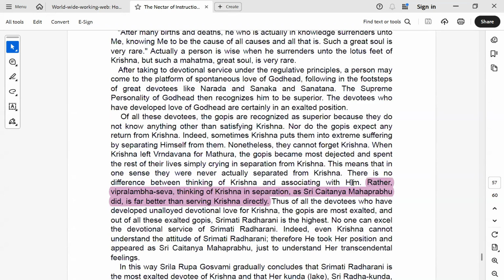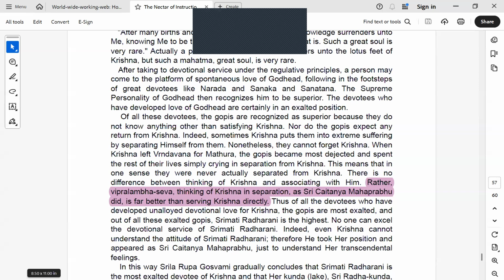Here, you see, Vipralamba Seva, thinking of Krishna in separation, as Sri Chaitanya Mahaprabhu did, is far better than serving Krishna directly. Prabhupada is giving us this clearly. Don't fall trap. Always be conscious that I have to serve Krishna. And regarding serving, there is a verse in the 10th Canto, 2nd chapter, verse 37: "Shrinvan grinan samshriyascha chintan kriyashu charanaravindayo." Let me show you that verse. I'm just opening it.